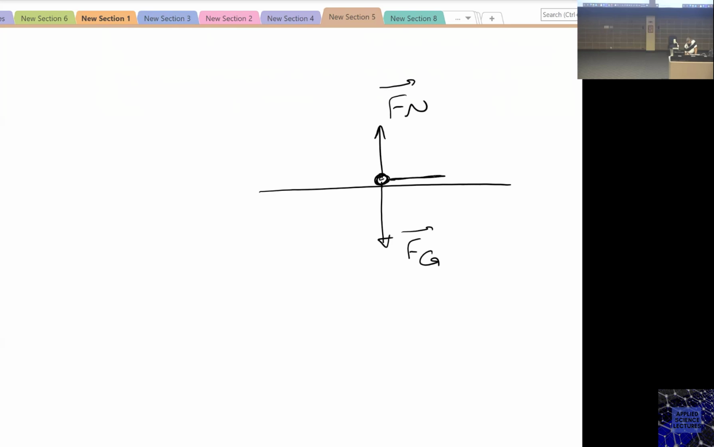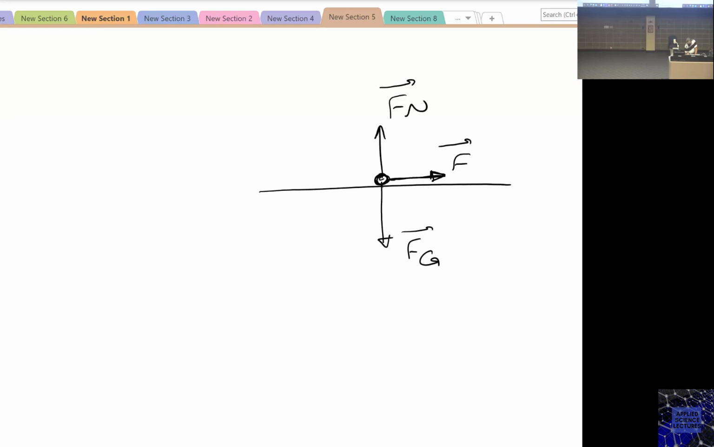So to do this, let's draw the free body diagram for our problem here. So we have the fridge, gravitational force, normal force, and this is the force exerted by the man here, F.